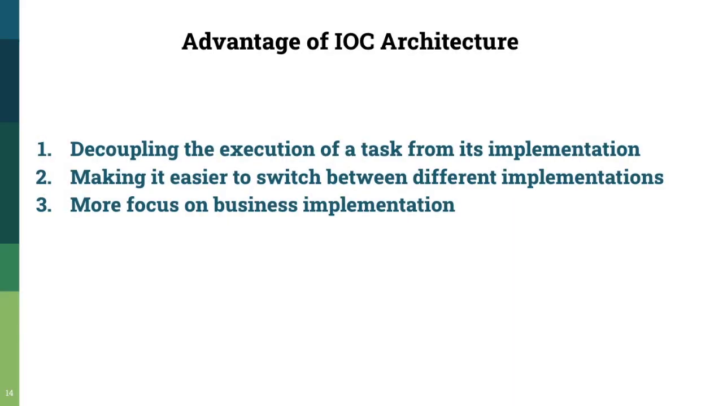Nowadays, this architecture is used everywhere in our lives. Whenever a program lets the user choose the theme or model they like, that should be an IOC architecture. There are three advantages of this architecture. It can decouple the execution of a task from its implementation, making it easier to switch between different implementations and have more focus on business implementation.